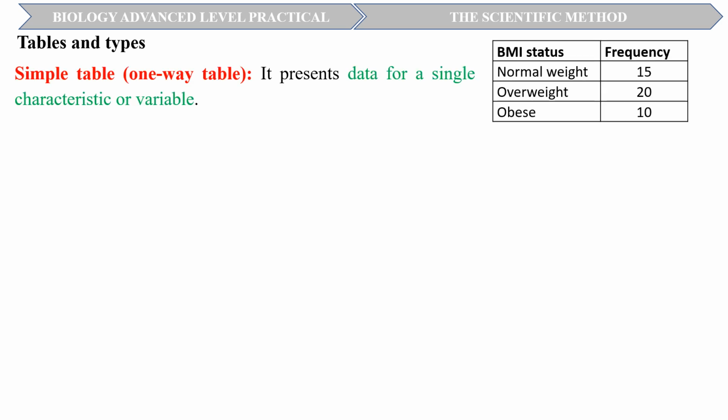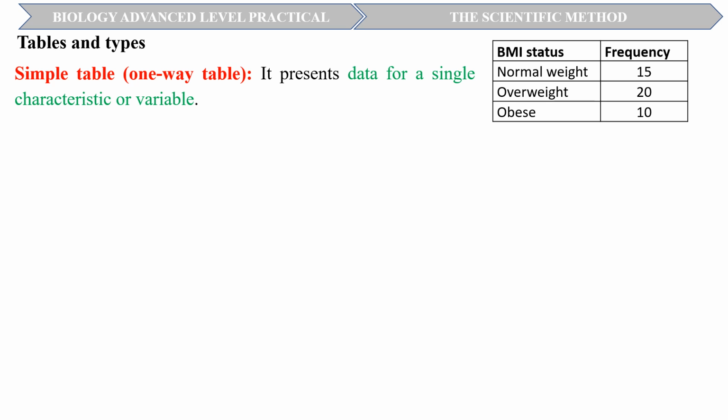Tables are a fundamental tool for organizing and presenting data in a clear and concise manner. However, they often fail to bring out the relationship between variables. The following are some simple types of tables that can be useful in presenting reports of physiological experiments or projects. A simple table or a one-way table presents data for a single characteristic or variable.